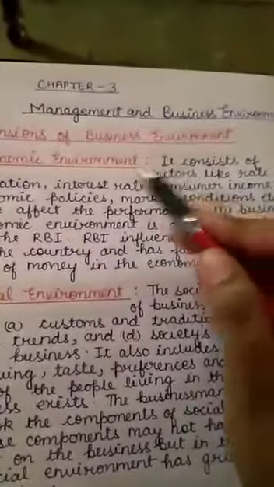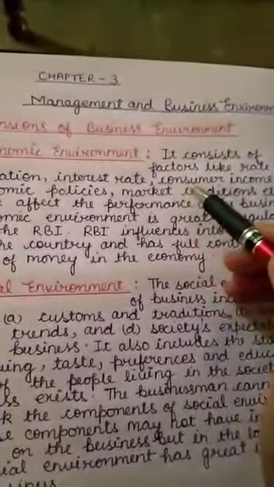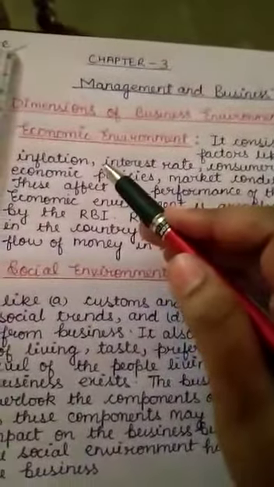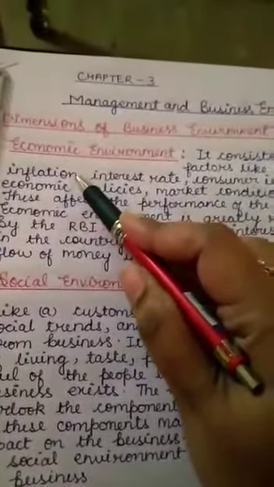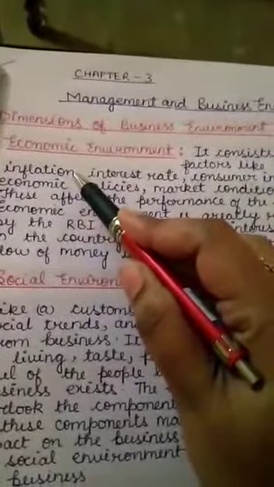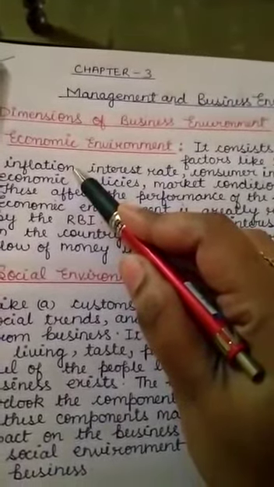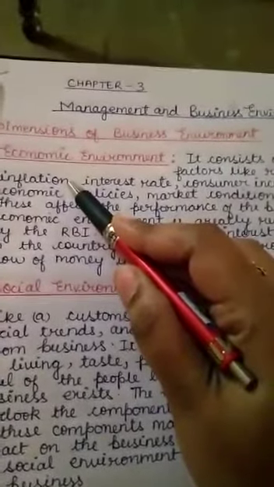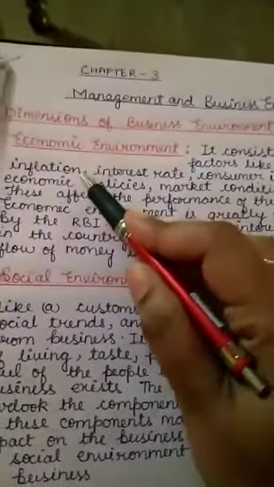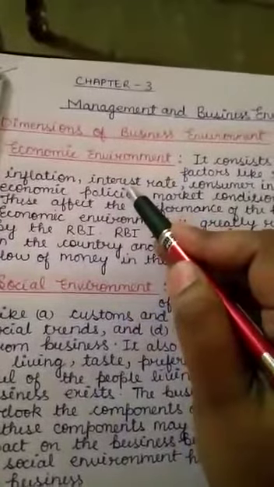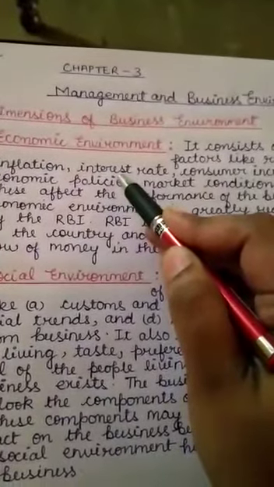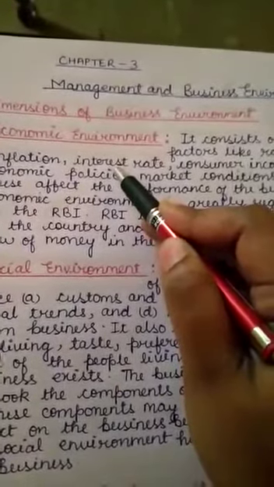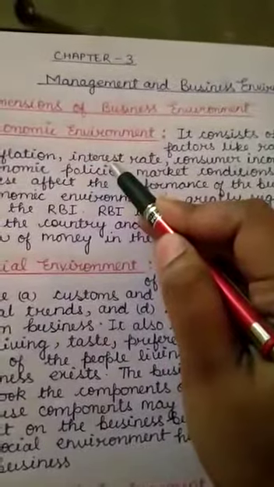First of all, economic environment. What does it include? It includes rate of inflation. What is inflation? Inflation is a sustained increase in the general price level of goods and services in an economy over a period of time. Interest rate. The interest rate is the percent of principal charged by the lender for the use of its money.